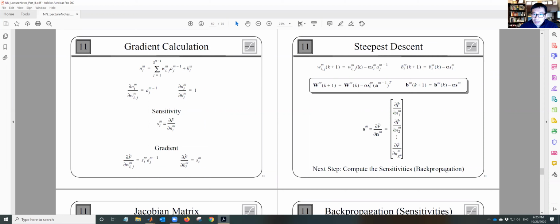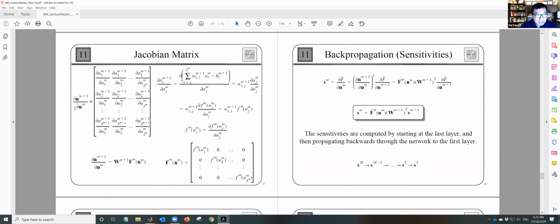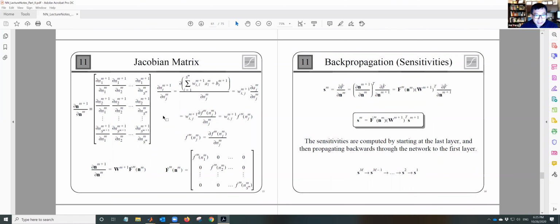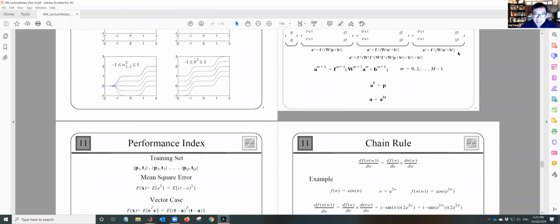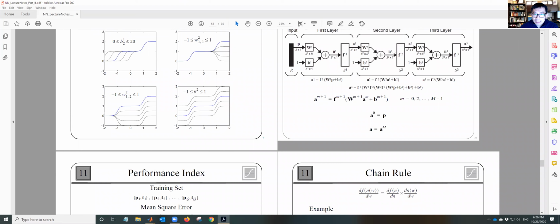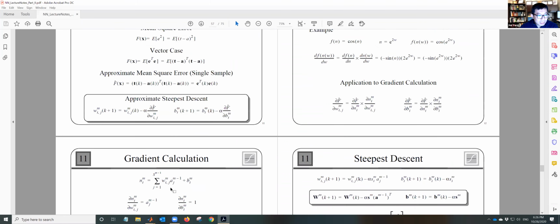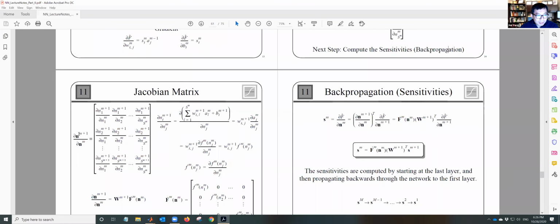So up to now, I only need to solve for this sensitivity. How do we get the sensitivity? Sensitivity equals F over n. Now, next step, compute the sensitivity. In order to calculate the sensitivity, we need to calculate the relationship between n^(m+1) and n^m. If we go back, this is n^(m+1), this is n2. So what's the relationship between n3 and n2? The relationship between n3 and n2, if you take the partial derivatives, equals this, right?